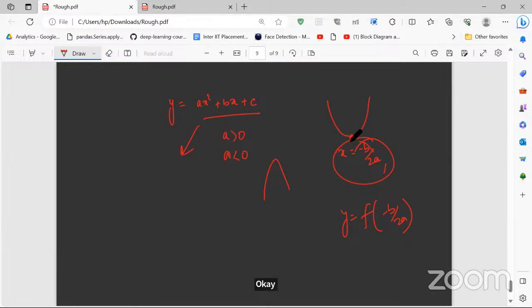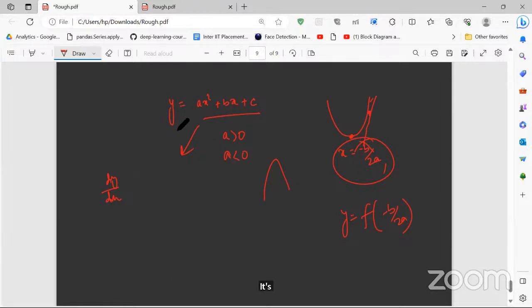What is the slope at this point? 0. How do you get the x coordinate? Slope is 0. At the vertex, the slope, dy by dx, is 0. So if you have to calculate the slope at some random point, how will you calculate? What's the value of that? 2x plus b.